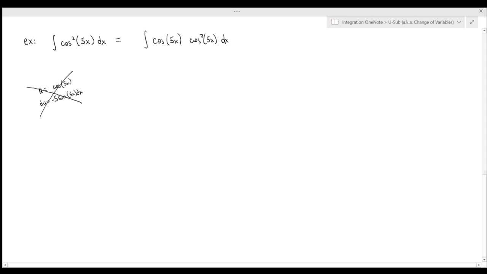And then here I'm going to use a trig identity. The Pythagorean trig identity says that cosine squared of some expression theta, plus sine squared of the same expression theta, equals 1. So in particular, that tells us that cosine squared is equal to 1 minus sine squared.